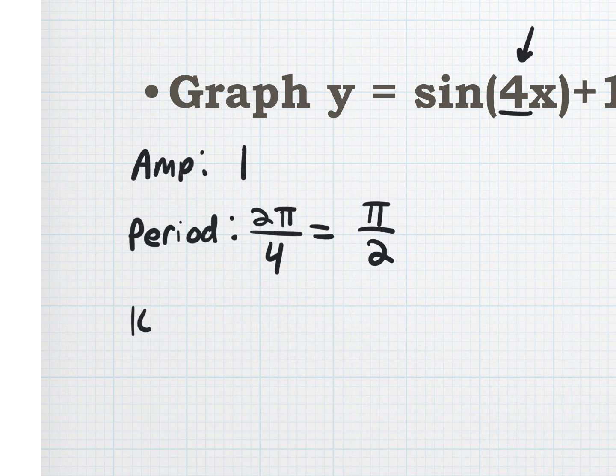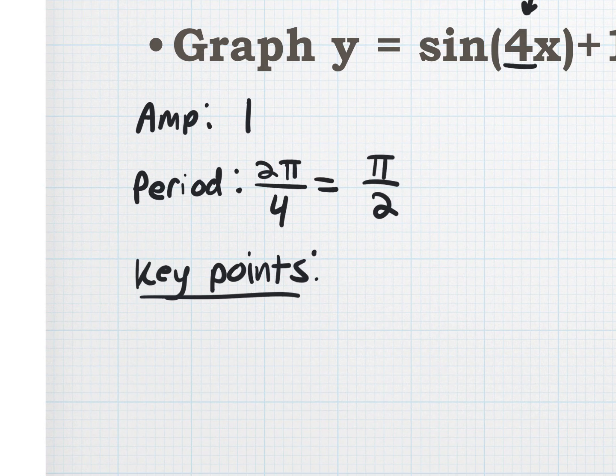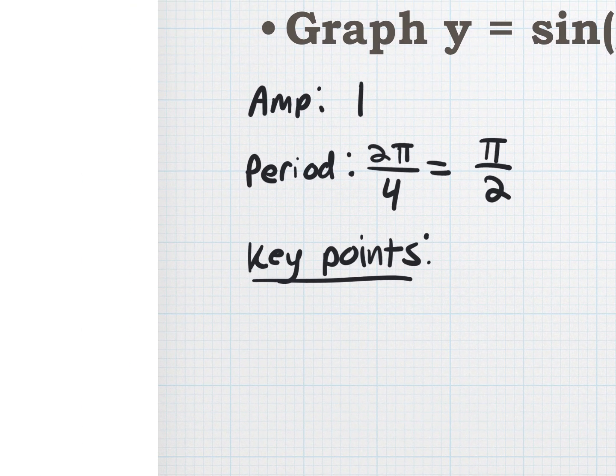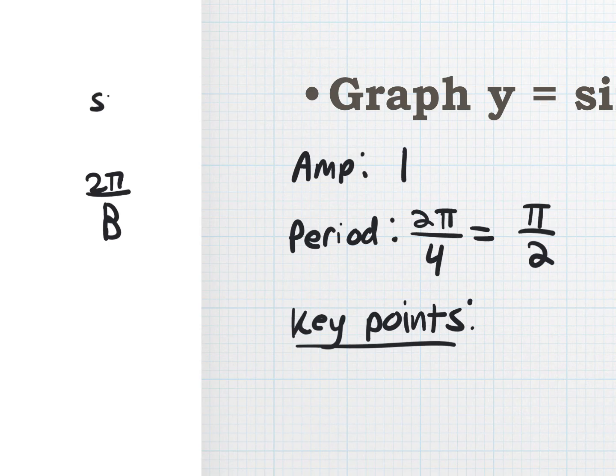After this, we find our key points. We're going to find positive and negative key points. Yeah, right. So the formula for period is going to be 2 pi over b. And b is whatever is on the inside. So sine of b of x. It's whatever number's inside there.